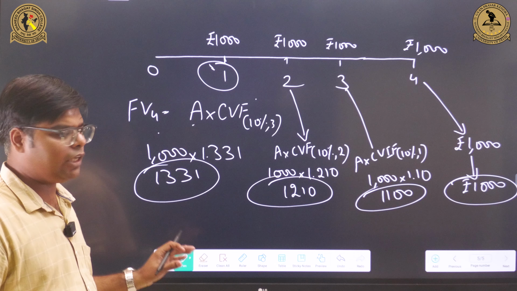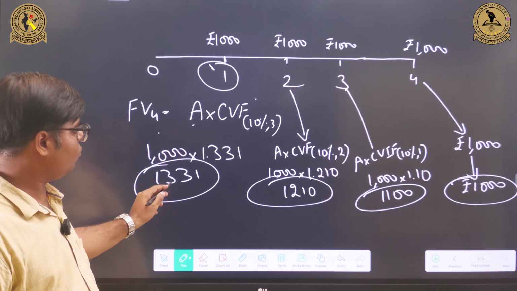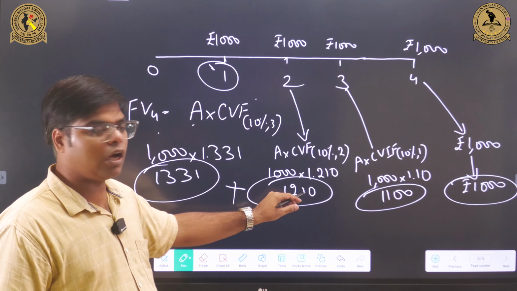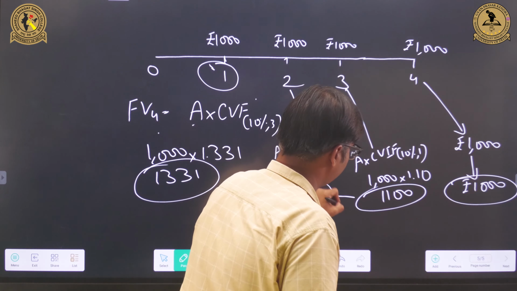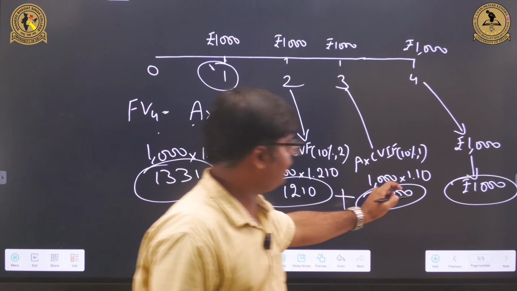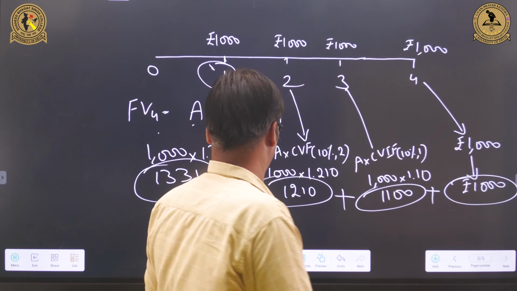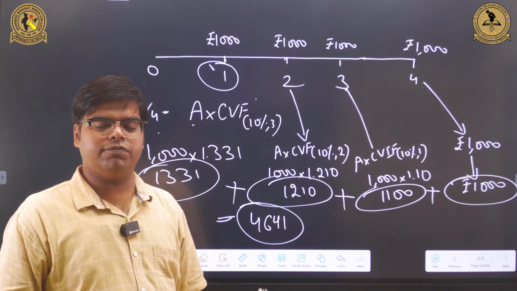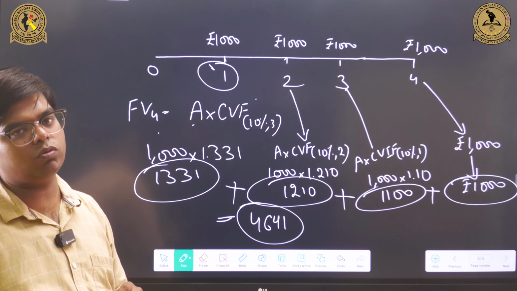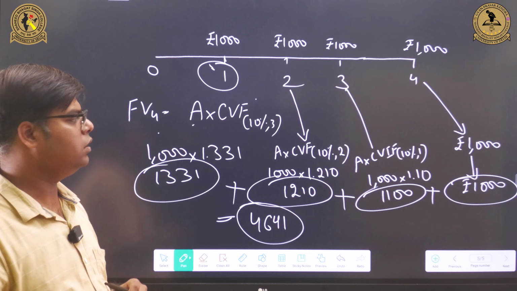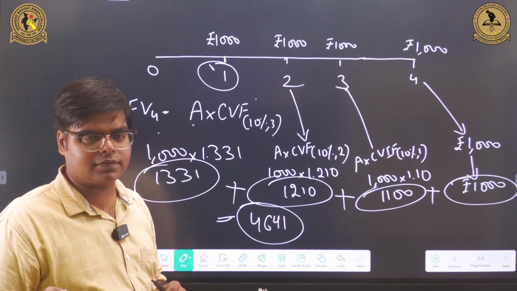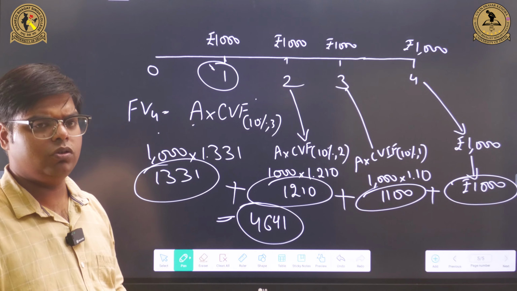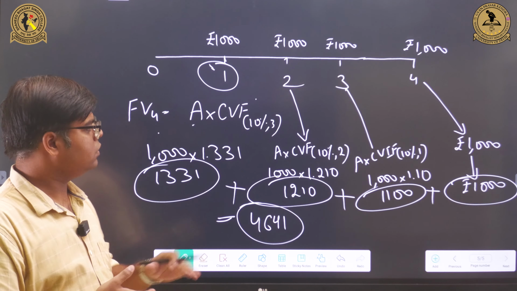So the future value at the end of the 4th year will be 1331 plus 1210 plus 1100 plus 1000. This will give you 4641. So it means if Mr. Rahul is investing 1000 rupees in the form of annuity, assuming the interest rate as 10%, then it will become 4641. This is a long cut procedure.